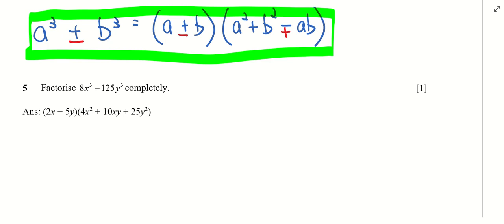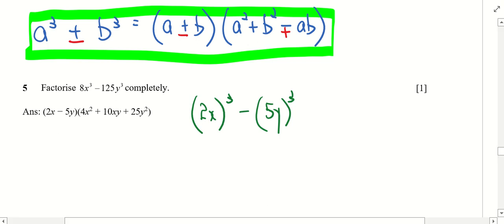First, 8x cubed can be written as a bracket (2x) bracket cube. Do likewise for the second term. Notice, once I make it of a term of a bracket cube, I can make use of the formula on top. So in this case, it seems that I'm going to make use of the portion in red. Alright, let me replace my a by 2x and replace my b by 5y.